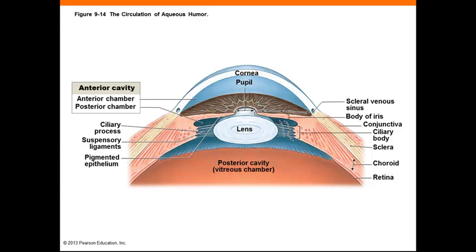So keep in mind that the lens is wrapped in a very dense fibrous capsule with many elastic fibers that makes the lens very spherical. This is also a nice figure that shows the suspensory ligaments that are holding the lens in place, suspended from the ciliary processes.